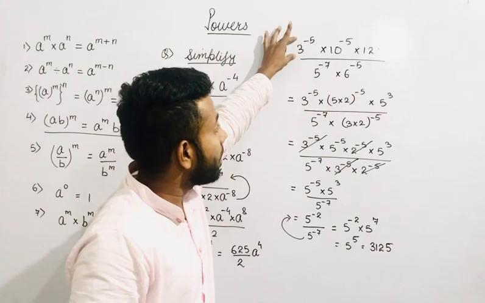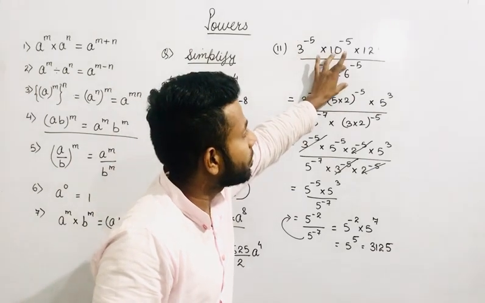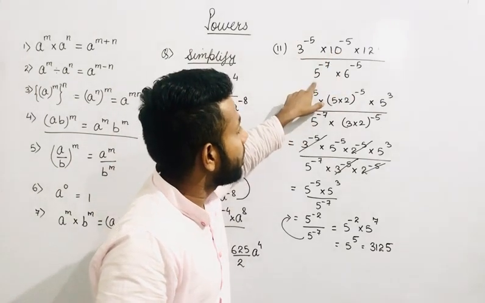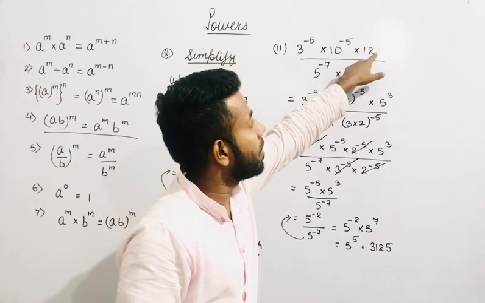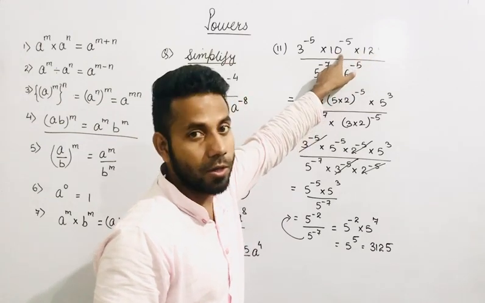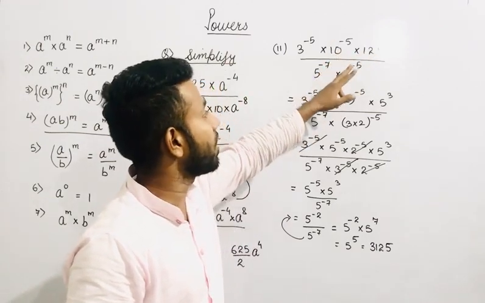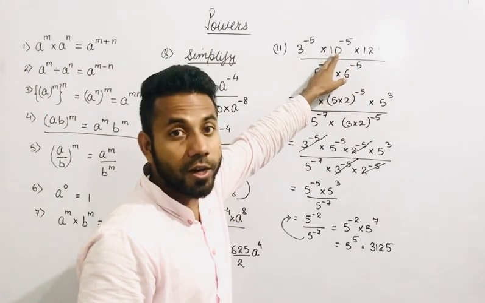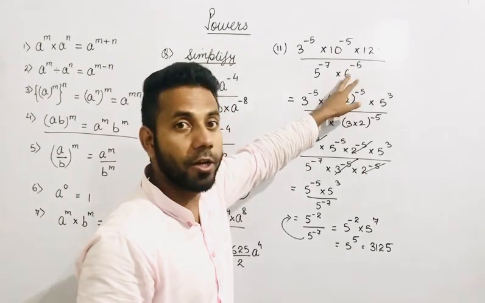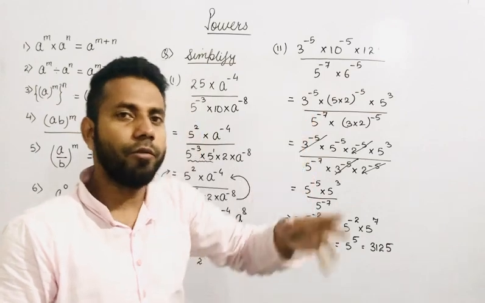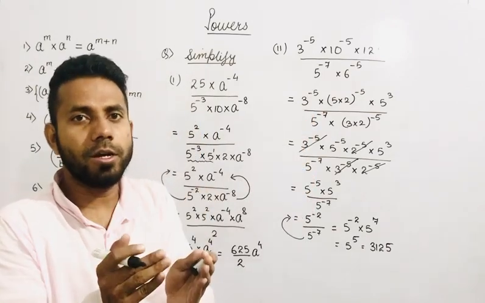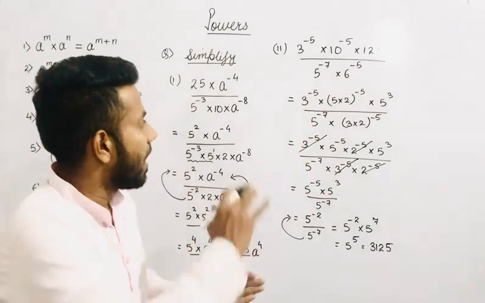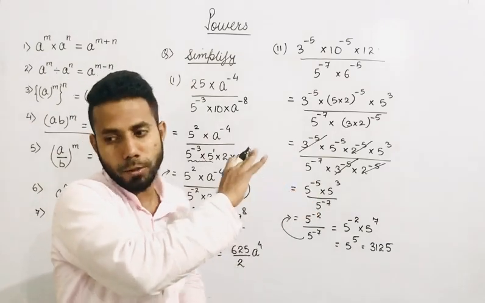Why? 3 is available here. You can get 3 from here also. 5 is available here. You can get 5 from here also and 5 from here also. These are two places from where you can get 5. This is the place from where you can get 2. This is the place from where you can get 2. So this is how we simplify it. We bring it to a common base and then evaluate it. This is the complete process.